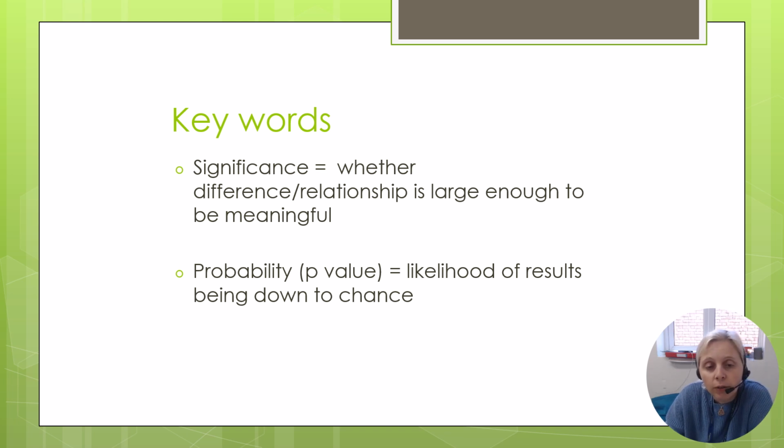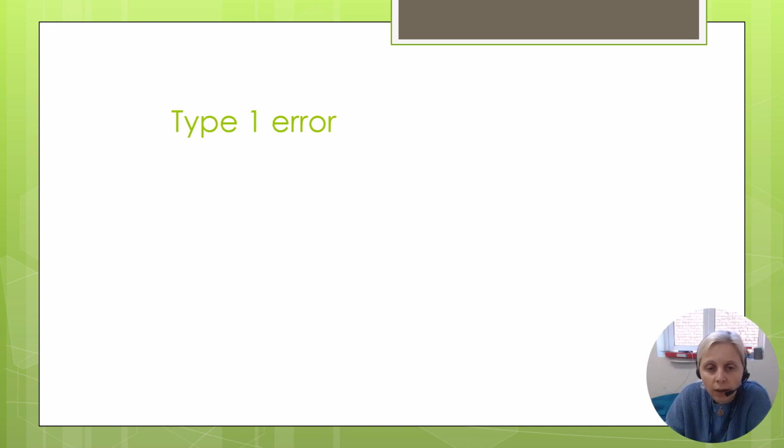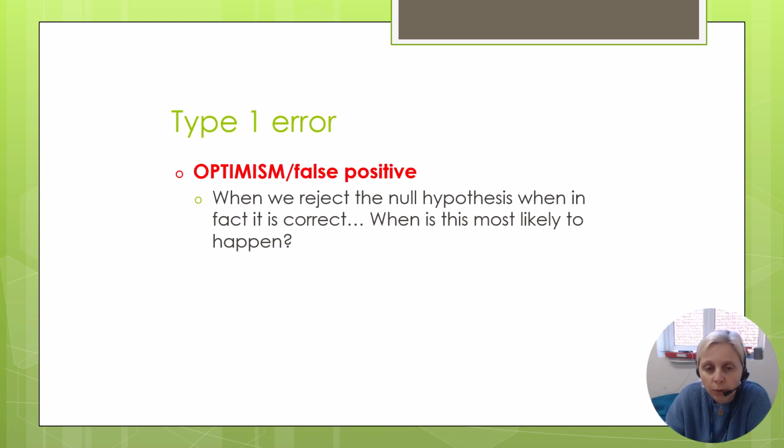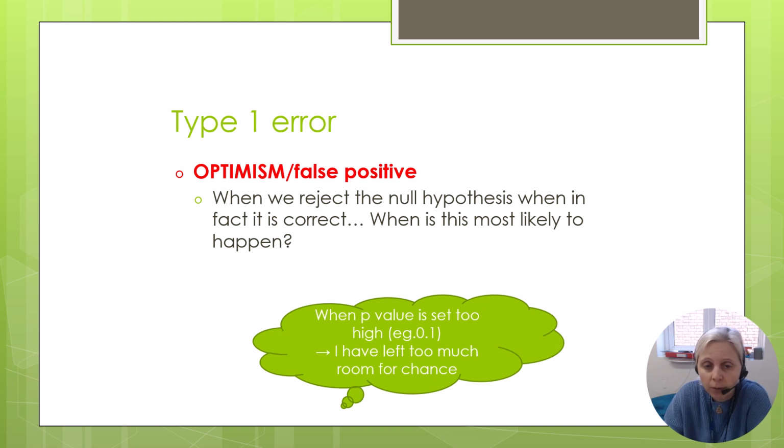Some keywords that they might ask you to define: significance, whether the difference is large enough to be meaningful, and probability is the likelihood or the probability of results being down to chance. Type 1 error is an error of optimism. The way I remember this is that first of all, we must be optimistic, then we can be pessimistic. And that's the way you can remember type 1 error. Remember, the risk of making a type 1 error is always as high as you set the p-value. So if the p is set at 0.05, then the chance of making a type 1 error is 5%. If you set it at 0.1, then it doubles the risk of making a type 1 error.